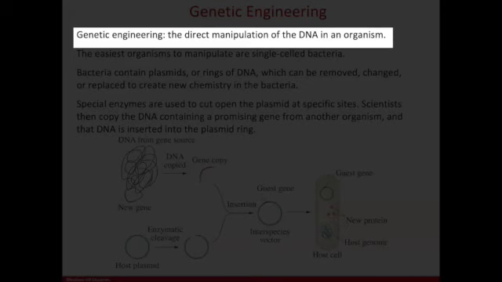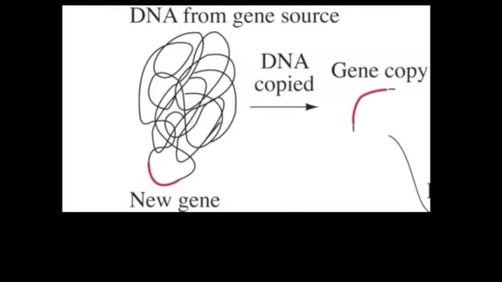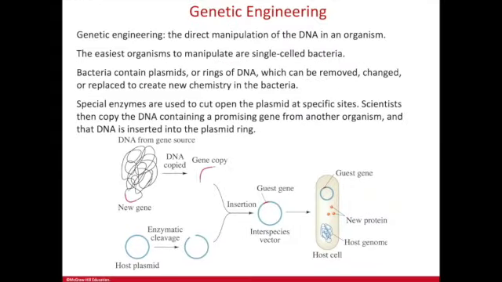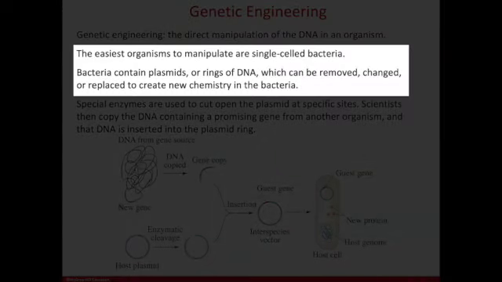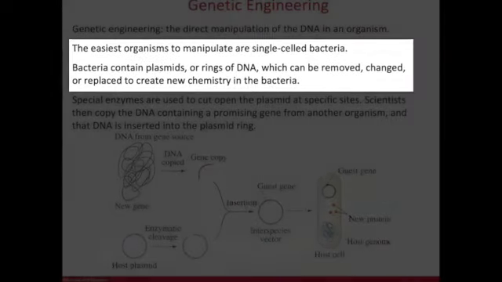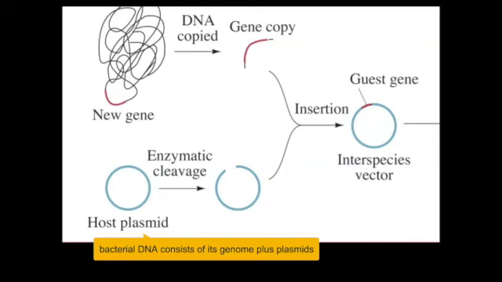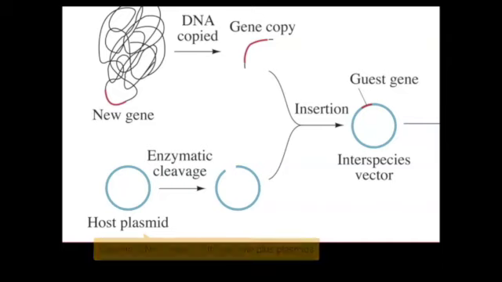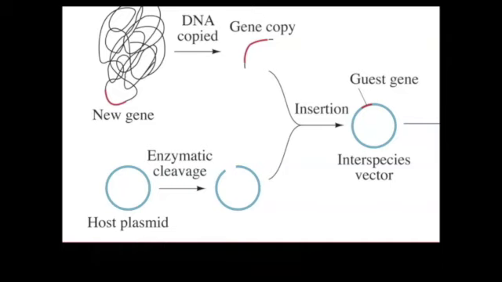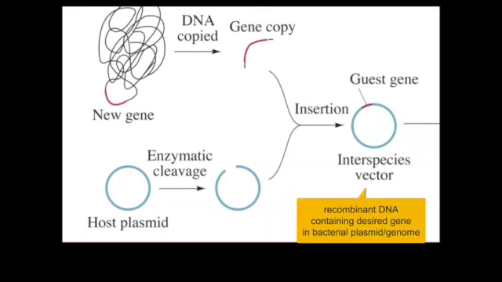Genetic engineering is direct manipulation of the DNA, as opposed to waiting around for crossbreeding and selecting. If there's a desirable trait, you just find the gene, cut that gene out, and put it into the genome of your organism. The easiest organisms to manipulate directly are single-celled bacteria, because bacteria contain plasmids as part of their genome. These plasmids are circular rings of DNA, and these are easily removed, changed, and replaced, allowing for relatively easy engineering of recombinant DNA from two different species.